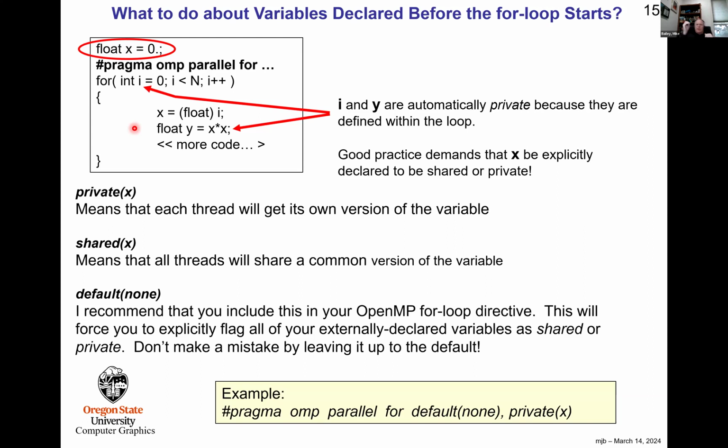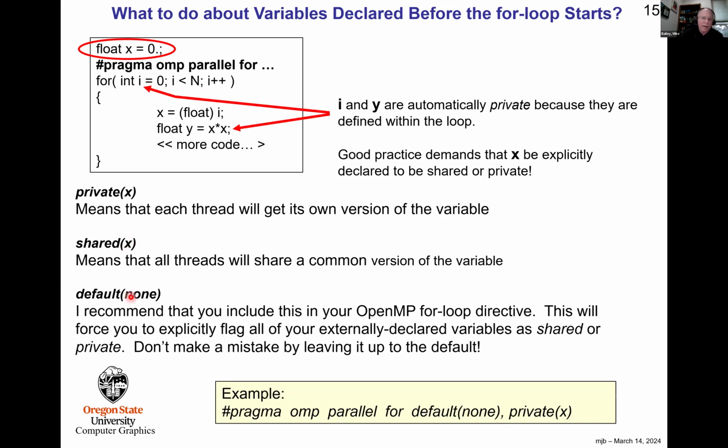And what does it mean when multiple threads are all writing into the same variable? If you don't want that to happen, out here on the pragma line, at the end, you say private X, the variable name. And that means it will magically, secretly create an X for every thread. If you say shared, then that means it's the same X for every thread.